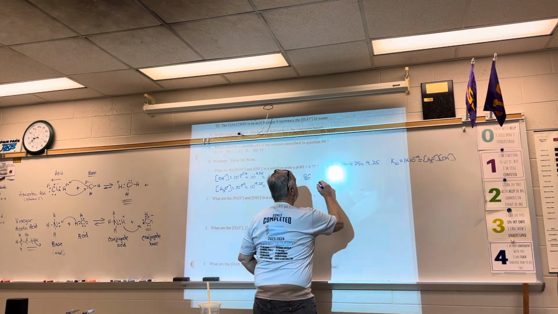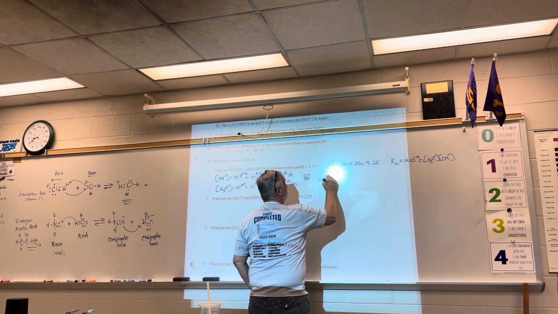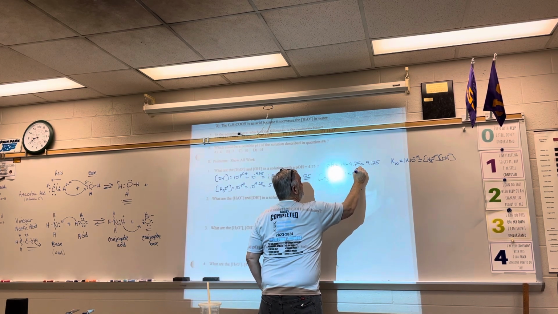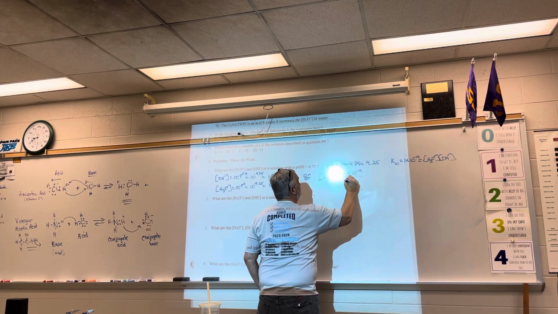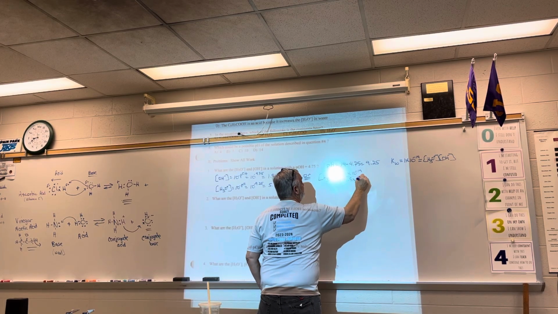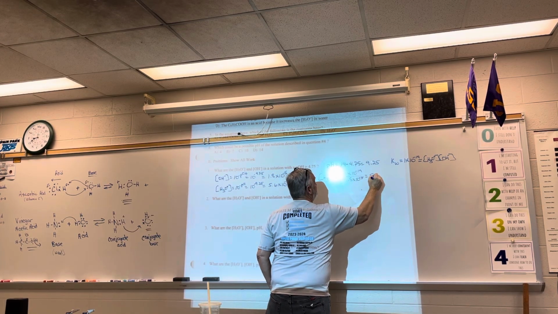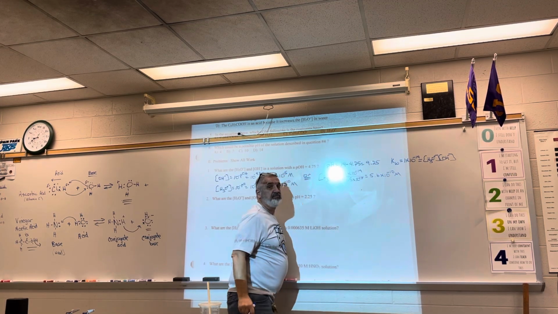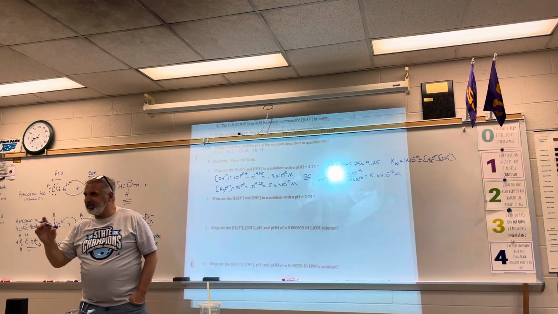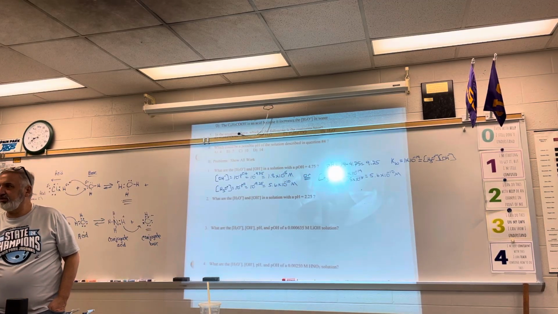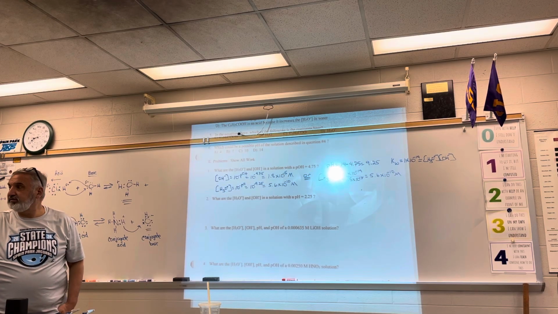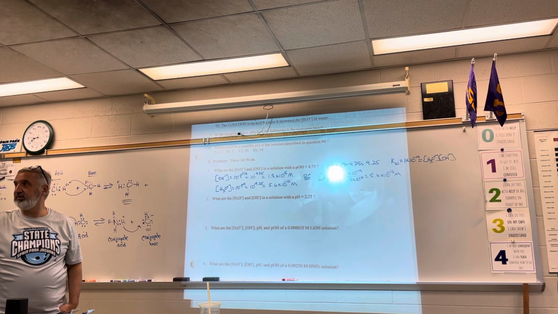This is just a different way, whatever floats your boat. H3O plus could be 1 times 10 to the minus 14 divided by 1.8 times 10 to the minus 5, and that's still going to get you the 5.6 times 10 to the minus 10 molar. I'm rounding off, so you might get 5.5 instead of 5.6 depending on rounding.